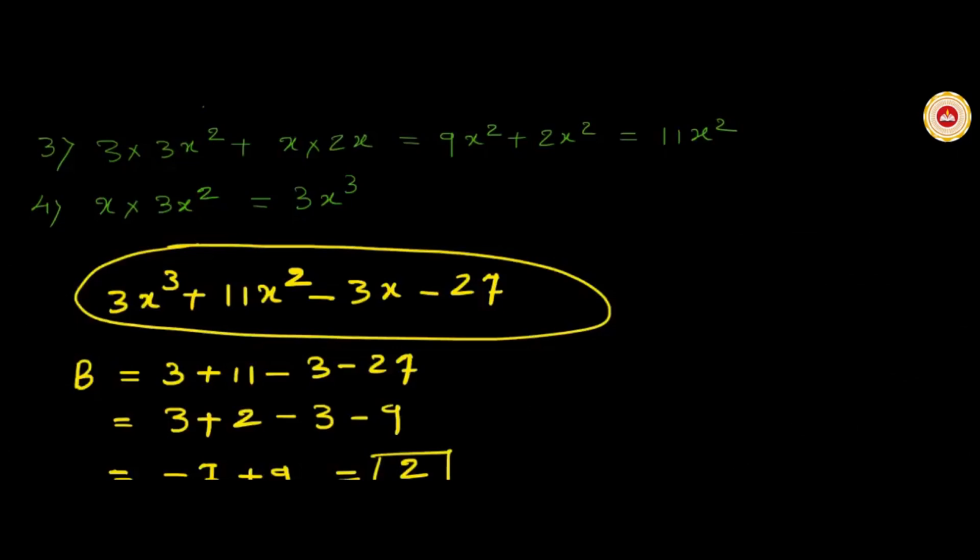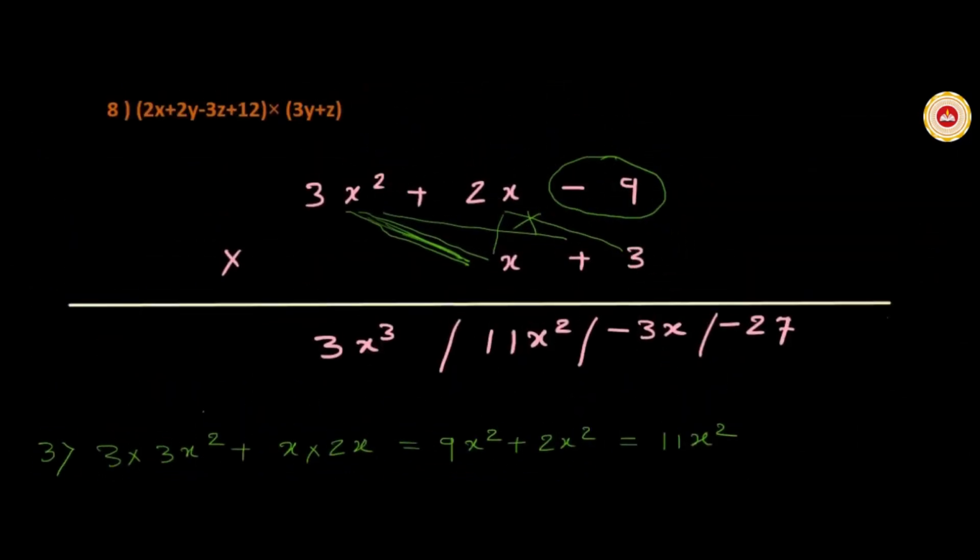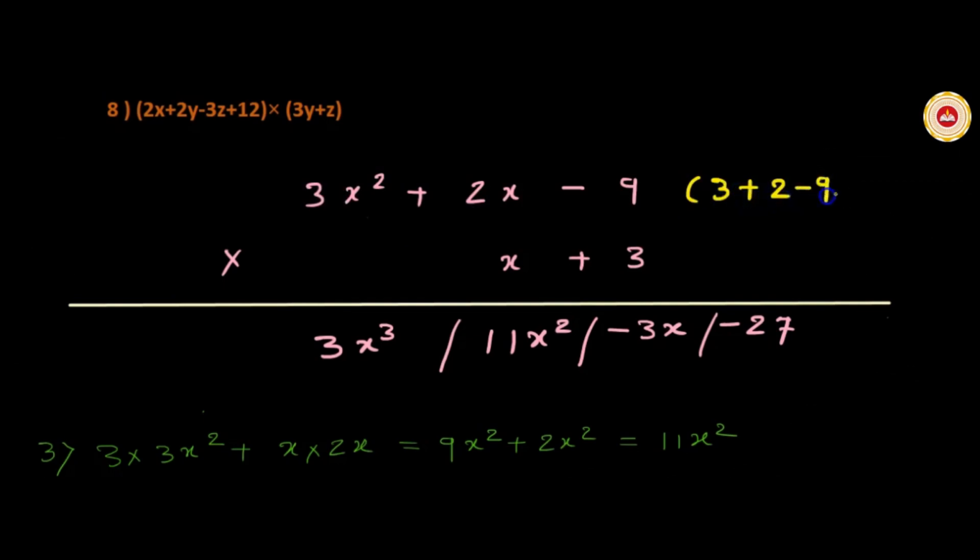Okay, now friends, let us calculate the Beejank. Let me erase these lines. Yes. Now friends, let us calculate the Beejank of these two polynomials, multiplicand and multiplier, and apply the same operation, that is multiplication, on those two Beejank and verify our answer if it's correct or not. So let us calculate the Beejank here only. 3 plus 2, 3 plus 2 minus 9. How much? 3 plus 2, 5. 5 minus 9, minus 4.